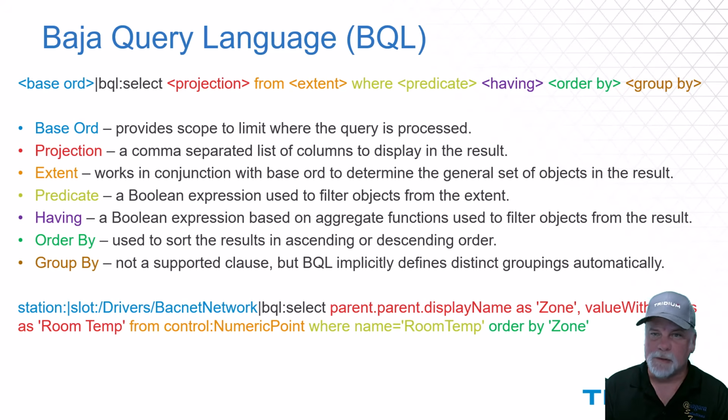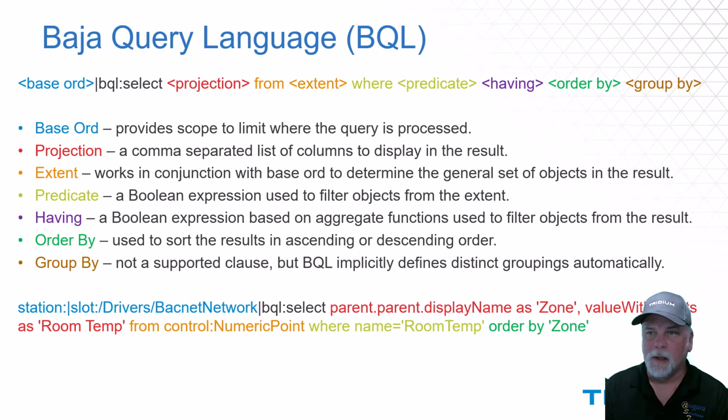There's a projection, which is in red, and that specifies the information that we want to see. So think about an overhead projector or a screen, right? The projection is what we want to see in the results. So that's a comma separated list of the things we want to see. The extent is in orange. That's the from clause in the select statement. And that helps us define what we want to report on or query against in the station or the alarm database or the history database.